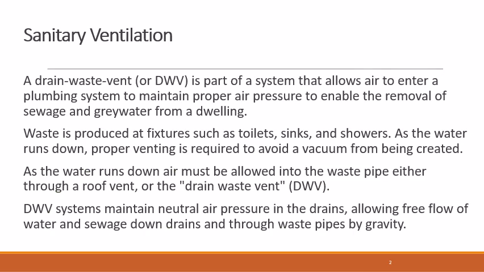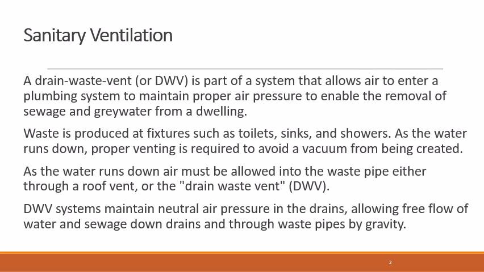So first, sanitary ventilation. A drain waste vent, which is shortly known as DWV, is a part of the system that allows air to enter into a plumbing system in order to maintain the proper air pressure to enable the removal of sewage and also grey water from dwellings. The waste is produced at the fixtures, which is usually from toilets, sinks and showers.